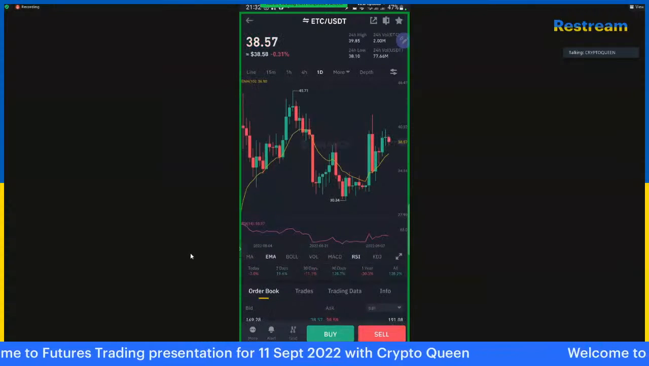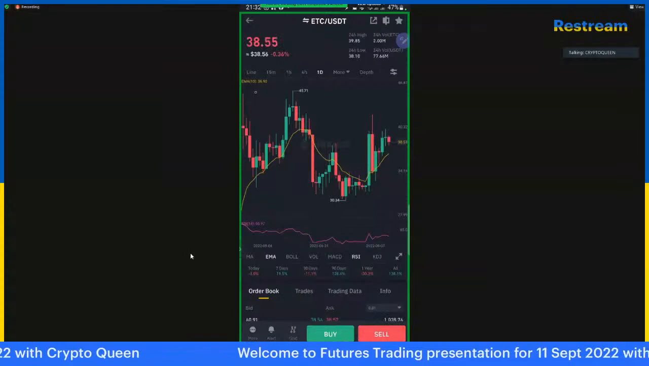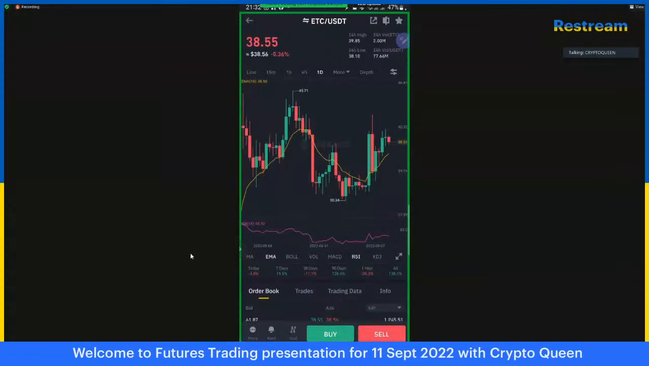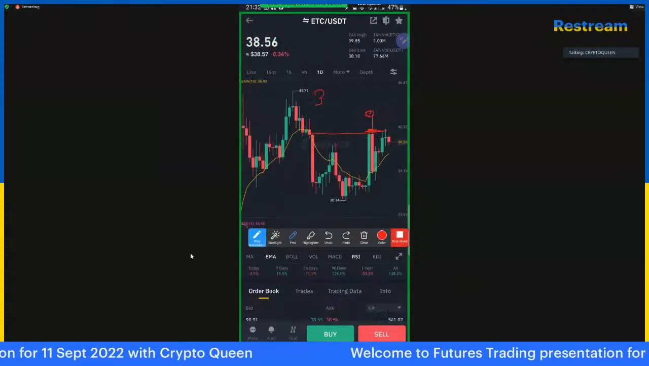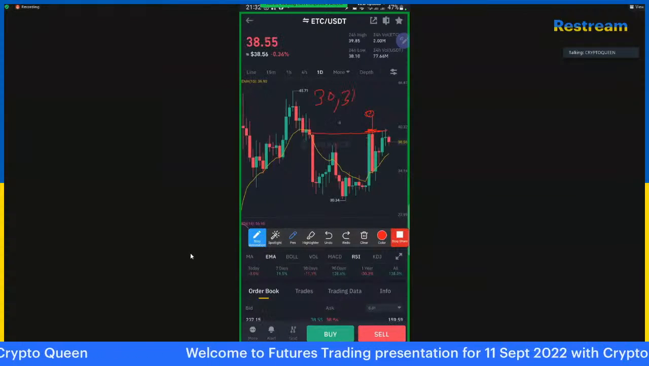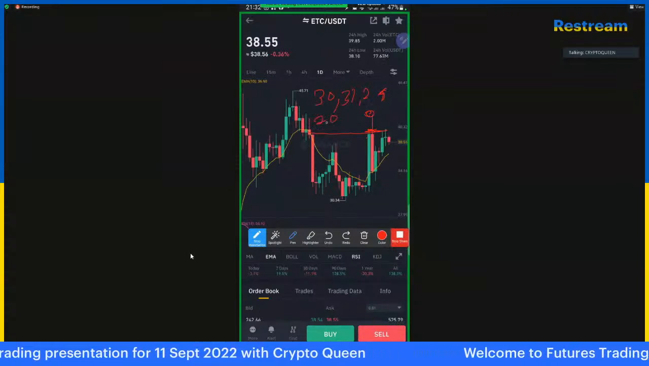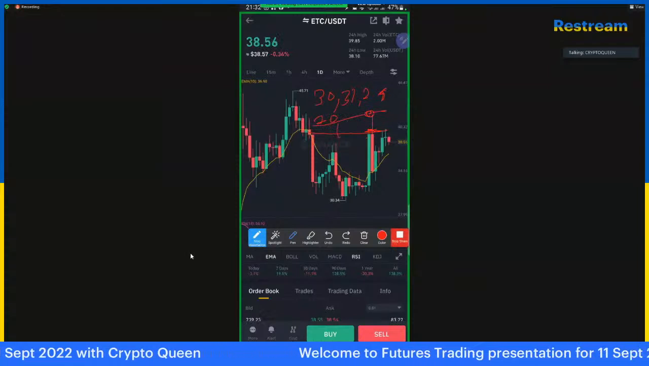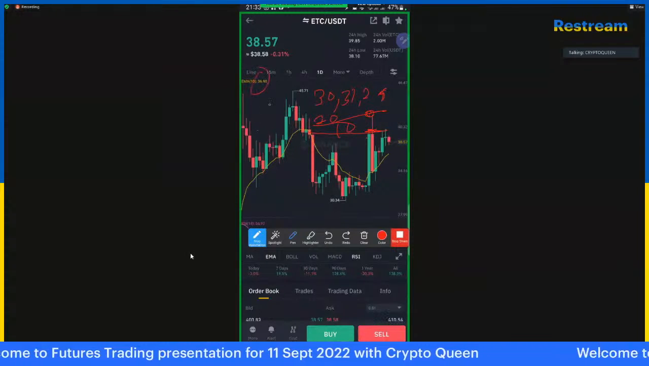So when they calculate, it's 1, 2, 3, 4, 5, 6, 7, 8, 9, 10. So it's divided by, let's say we have prices of 30, 31, 28, 29, 20. You divide it by 10, the number of that period. That is how you get this value.